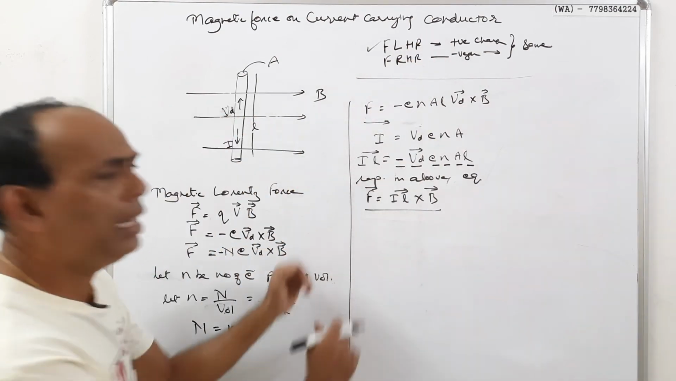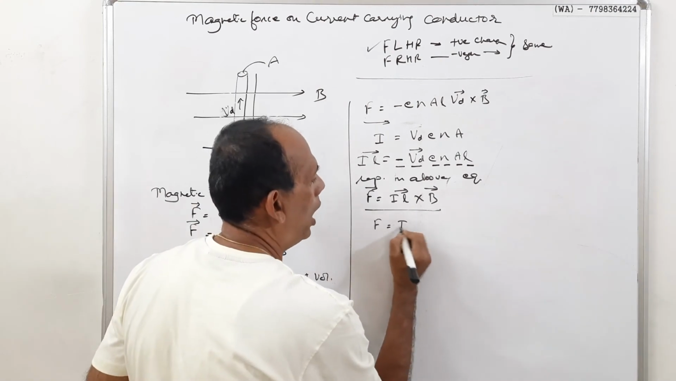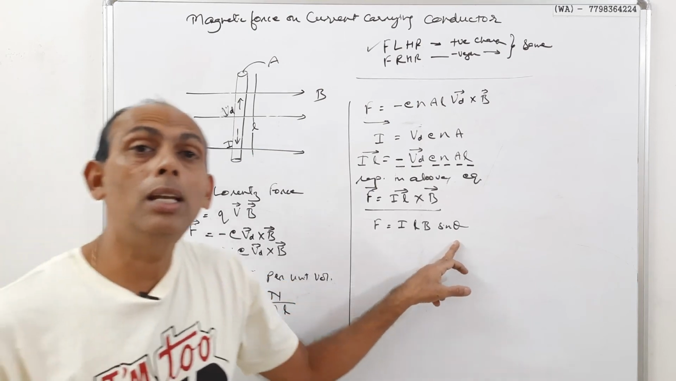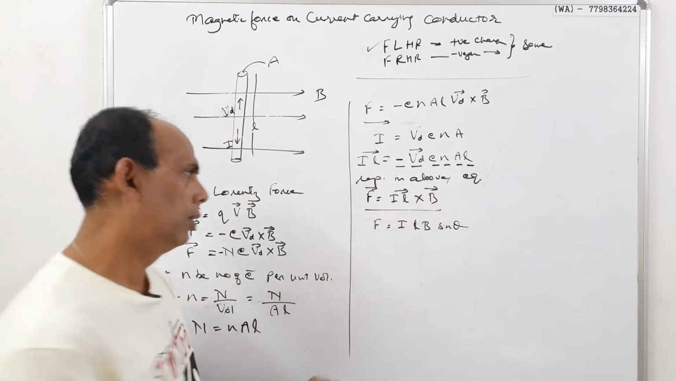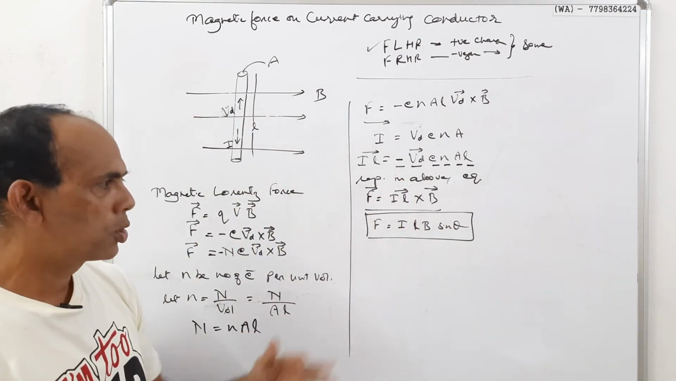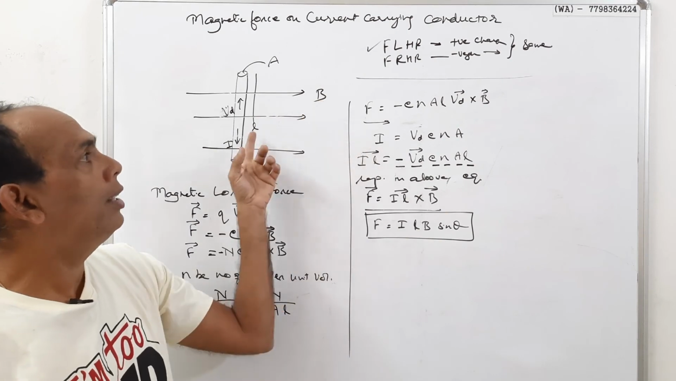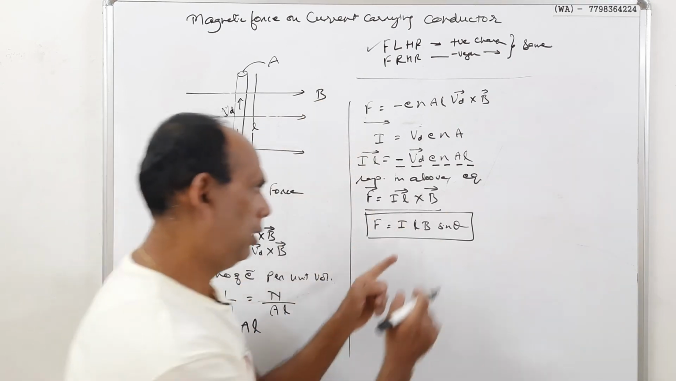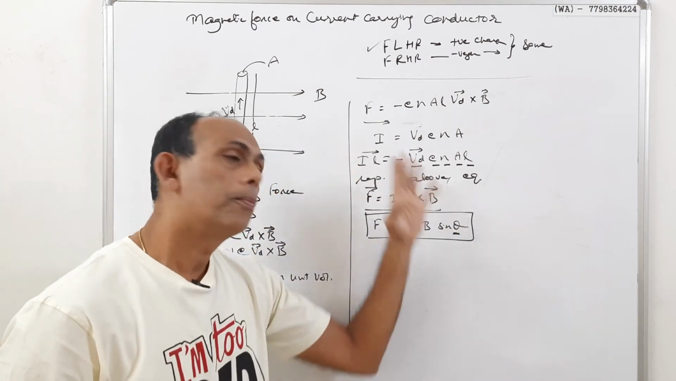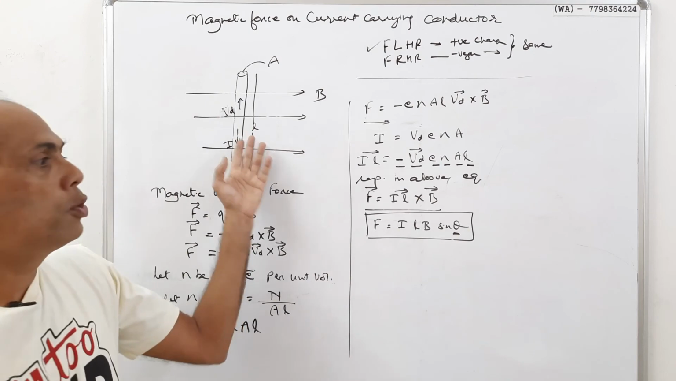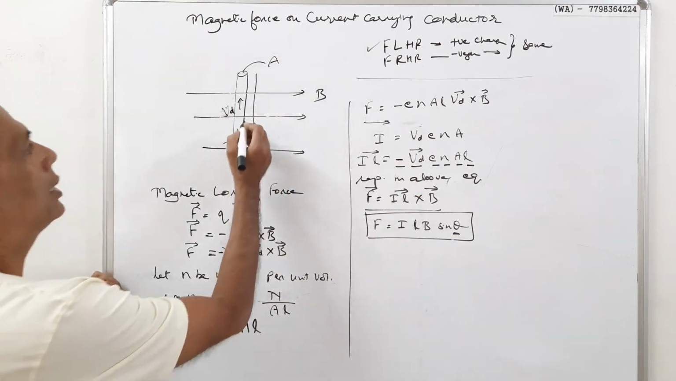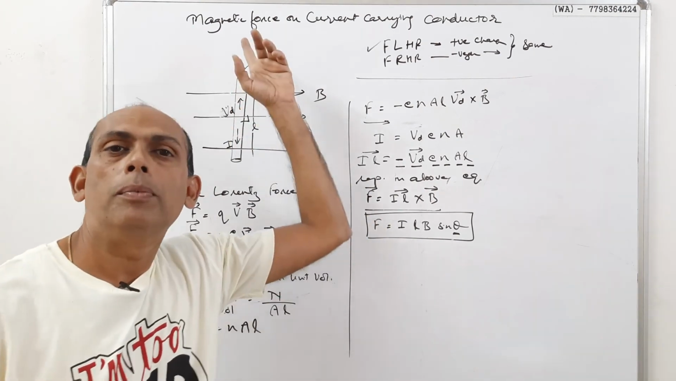Which means, in other form we can write it as F is equal to ILB sin theta, where theta is the angle between current and magnetic field. Okay. So this gives the cross product. We can write it in this form. Whatever is the angle current makes with the magnetic field, that is the sin theta, angle between the current and magnetic field. If the angle is 0, there is no force on it because it is parallel. And if it is maximum, 90 degrees, as now the angle is 90 degrees, this force is maximum. Clear?